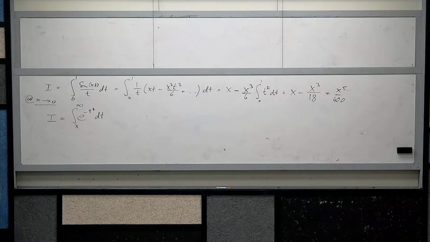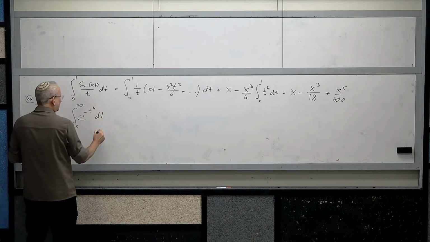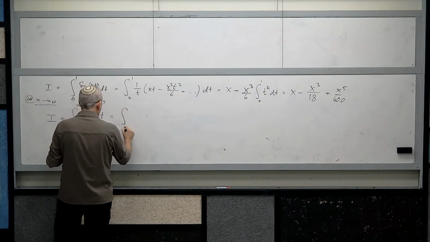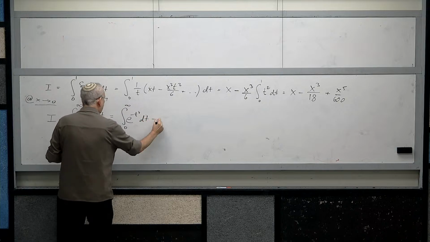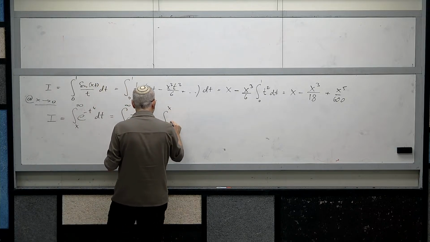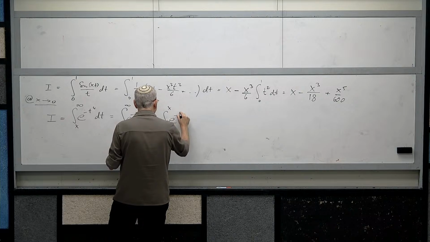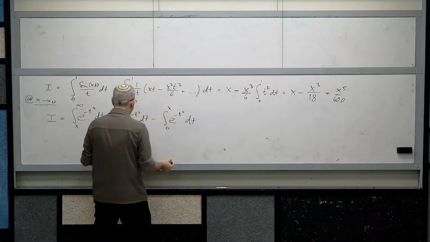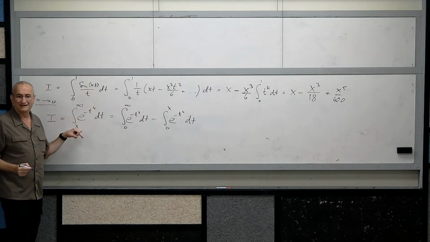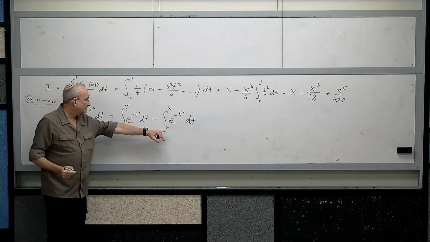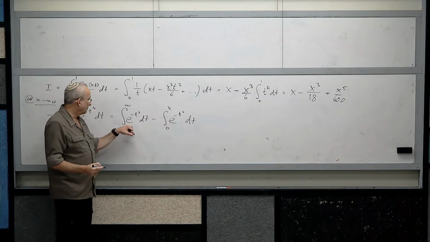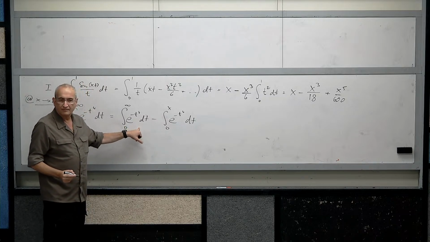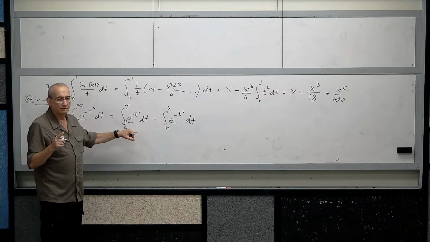That's t to the 4th power? Yeah, so that's t to the 4th power. Note that I can write it as an integral from 0 to infinity of e to the minus t to the 4th dt, minus the integral from 0 to x of e to the minus t to the 4th dt, right? And this term will be small when x goes to 0, right? Now, what is that? The same integral.